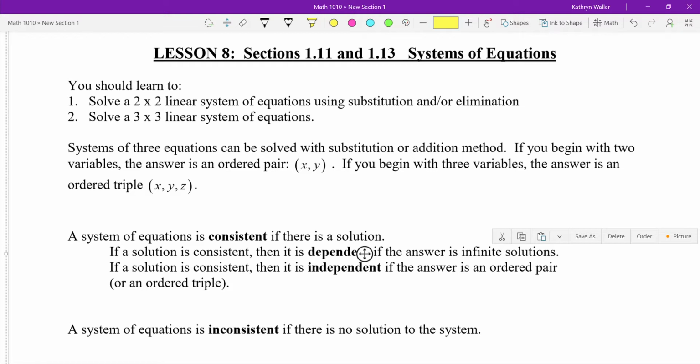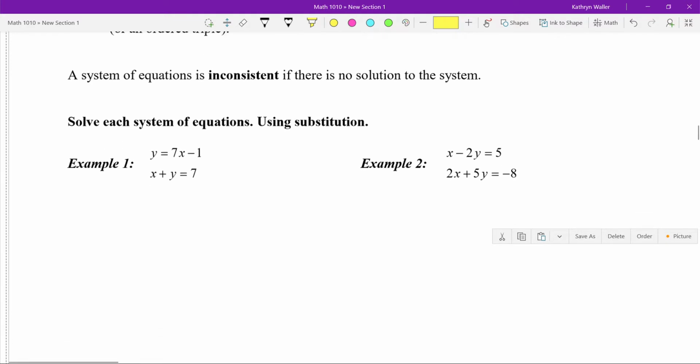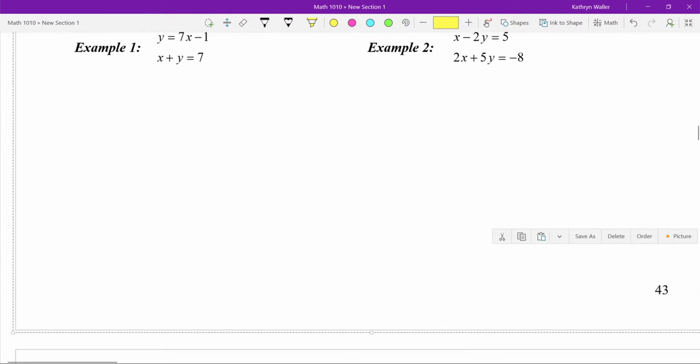Okay. So what we just did was working with systems. We solved using systems, okay? This consistent, inconsistent stuff, I'm going to talk about it later. Let's just kind of skip over that. Okay, let's start with question number 1. This says solve by using substitution.